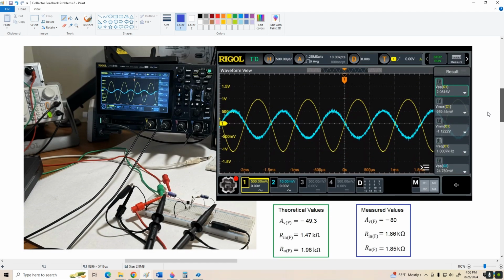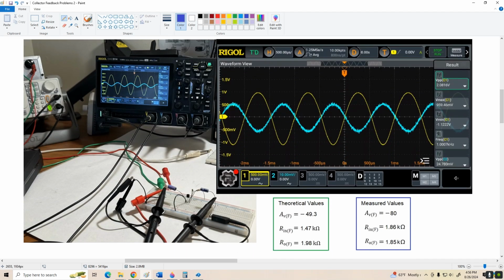All right, so here on the left is the circuit, breadboarded, and I was doing a measurement of, I guess, voltage gain here. But here's the scope capture. We've got an input voltage of about 25 millivolts peak to peak. The output is about 2 volts peak to peak, so that gives us a gain of about negative 80. That compares with our calculated gain of negative 49.3, and it's off, but I'm not too surprised.